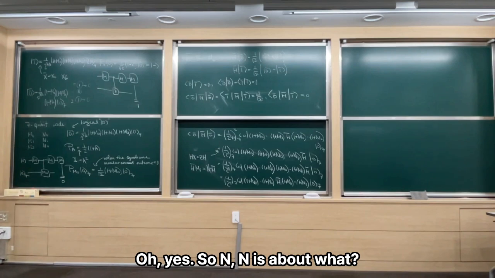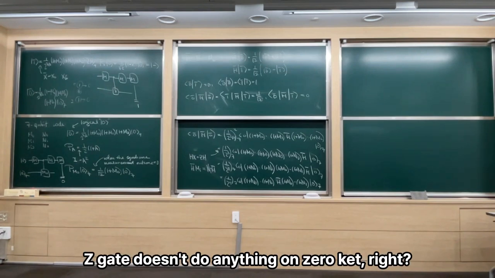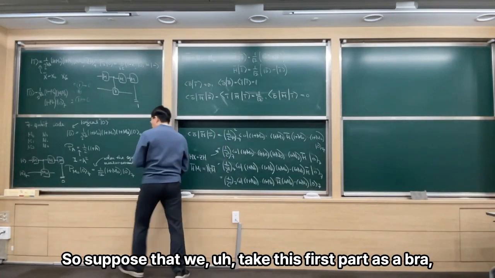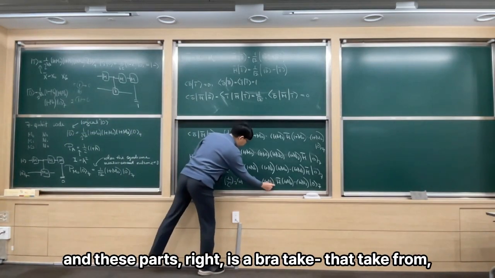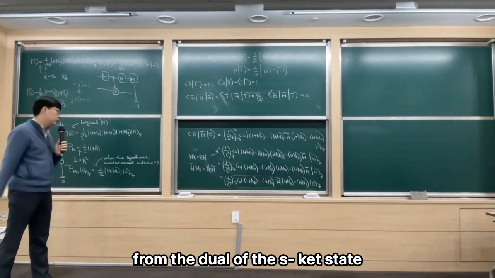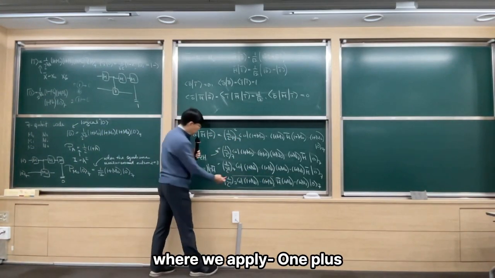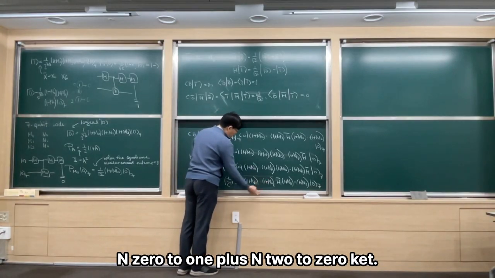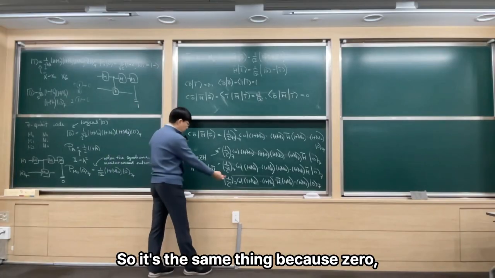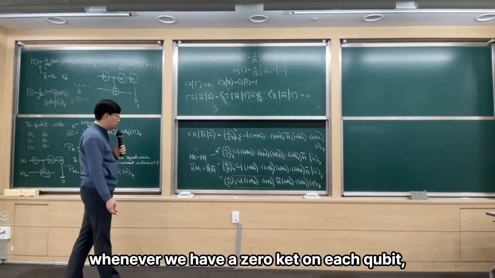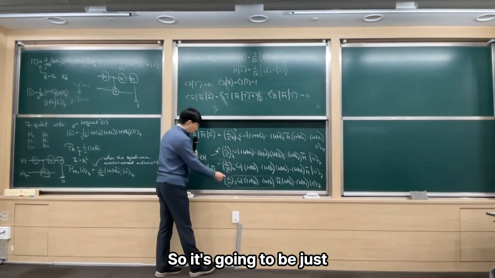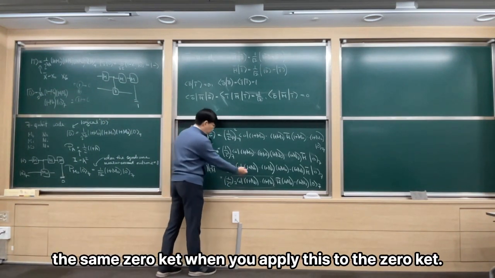N is about what? Z gate, right? Z gate doesn't do anything on zero cat. Okay? So suppose that we take this first part as a bra, and these parts is a bra taken from the dual of the cat state where we apply 1 plus n0 to 1 plus n2 to 0 cat. So it's the same thing because whenever we have a 0 cat on each qubit, when you apply Z gate, it's just the same thing. It's plus 1 against it already.